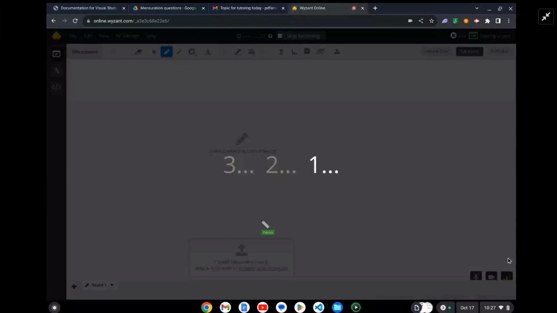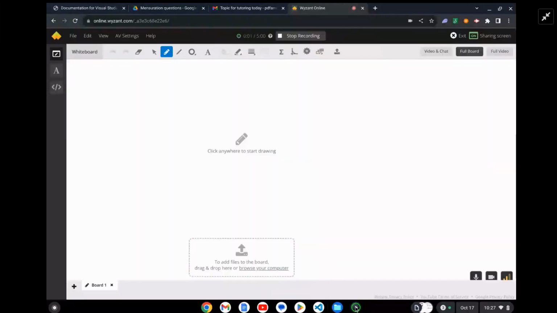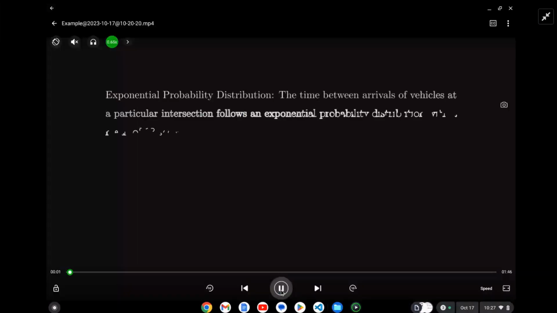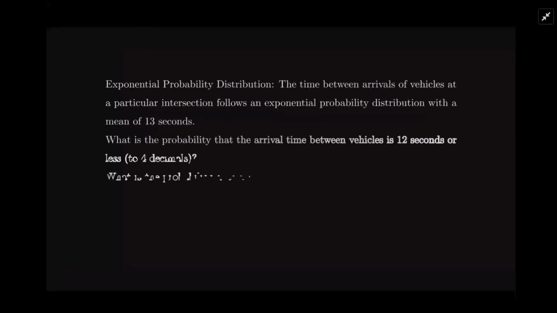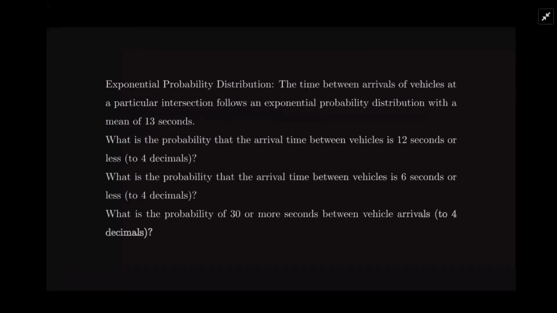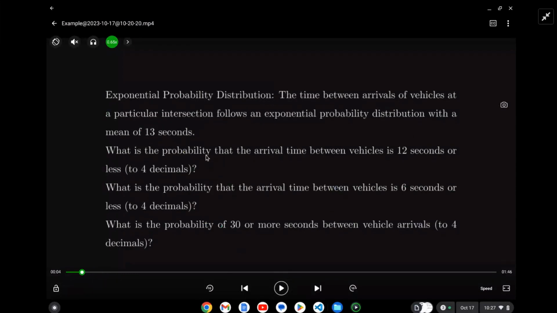Okay, let's take a look at our problem. We have an exponential distribution with mean 13 seconds, and we're going to calculate these three probabilities. So if you're not familiar with the question, just pause it there. So these three probabilities.